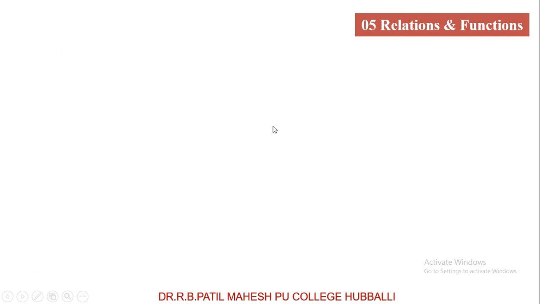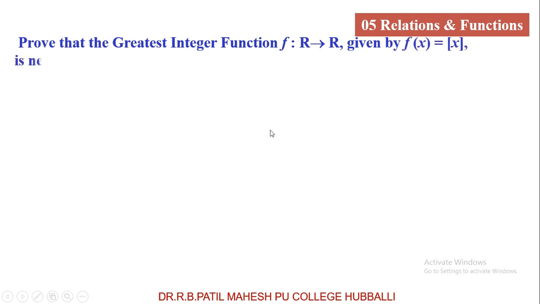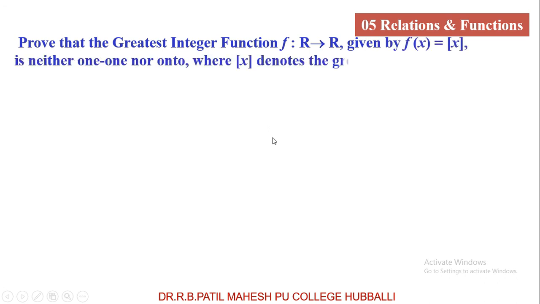We'll see the next question, students. Prove that the greatest integer function f from R to R given by f of x equal to [x] is neither one-one nor onto, where [x] denotes the greatest integer less than or equal to x. Hope you all studied this in P1 as a type of function, greatest integer function.